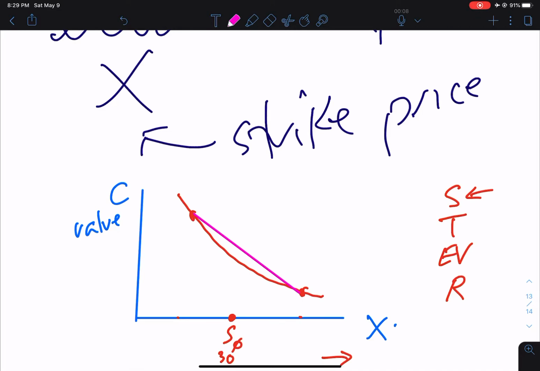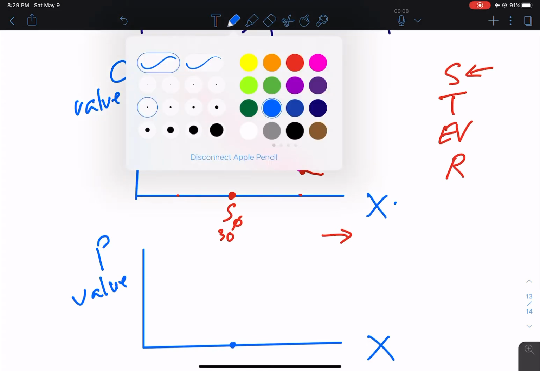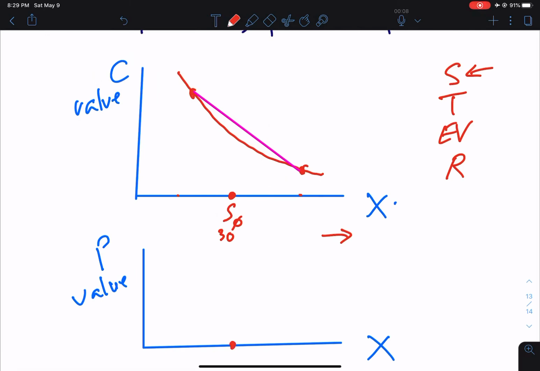Now, if we're looking at puts, let's look at puts for a moment. So I'll go like this. Okay, so we have put value as a function of strike price. And this again is going to assume stock price is fixed at some value. Say this right here. That's S sub 0, the stock price right now.